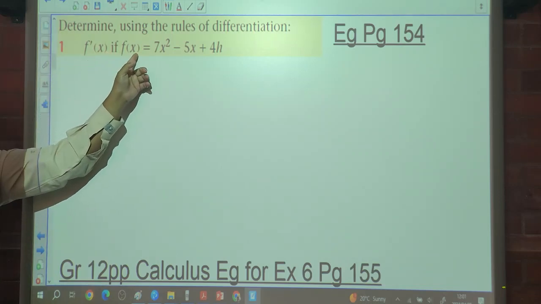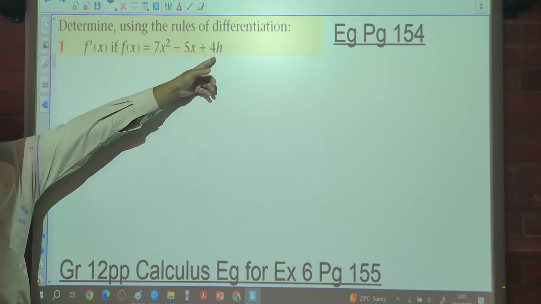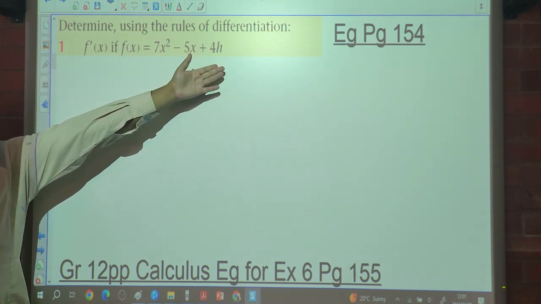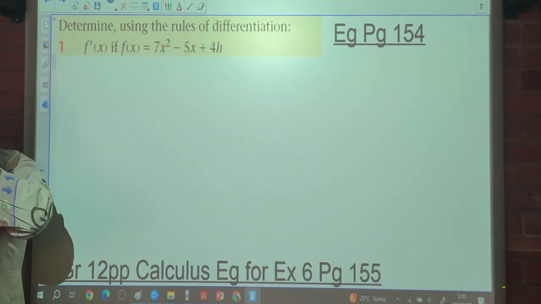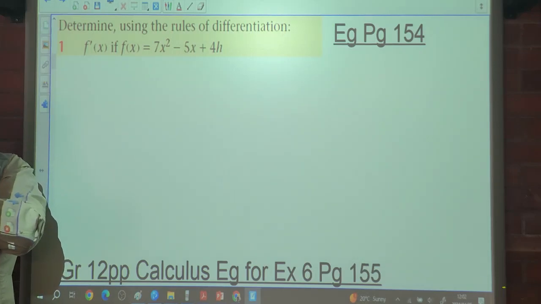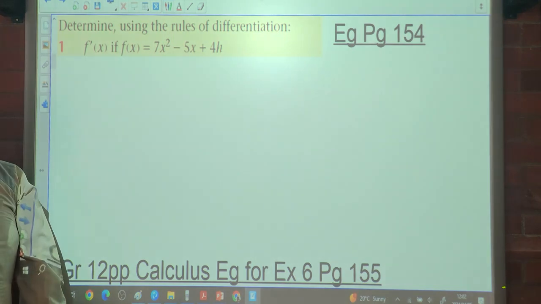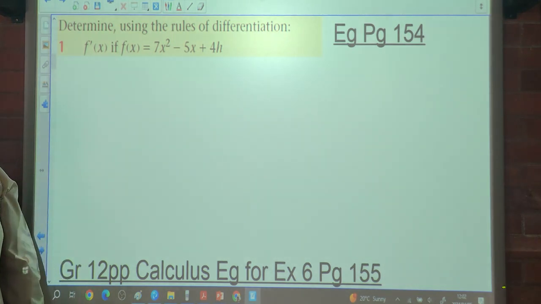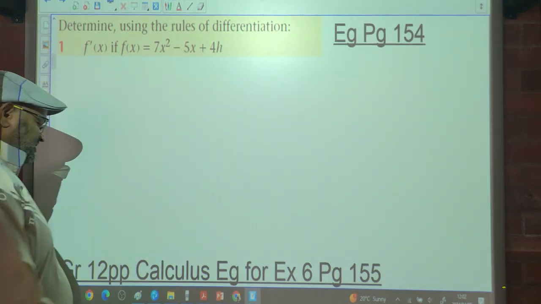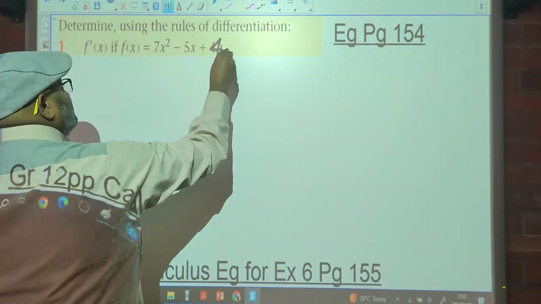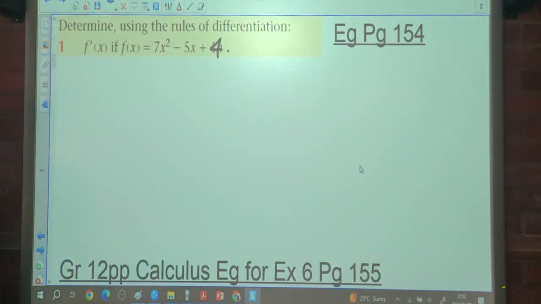F prime x, if f of x is equal to 7x squared minus 5x plus, just check it in your book, what is it? Then h over 4. The textbook, look at the textbook. Just a 4, yeah. Okay. You see, they made life easier for you guys. Okay.